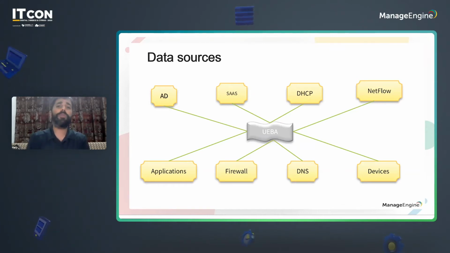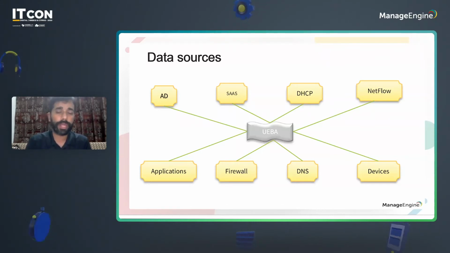Data could be from many sources, and the top places to look is Active Directory, as 95% of organizations still have AD as their base point. Then you've got your SaaS applications, your PaaS, your IaaS, Identity as a Service, and then DHCP, NetFlow, and applications. When I talk about applications, I mean internal and external applications, such as a web server. Then there's firewall, DNS, and devices, and this is where things get confusing.